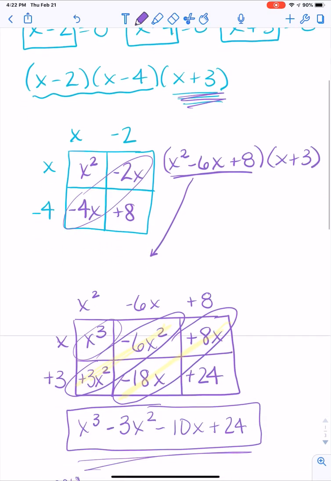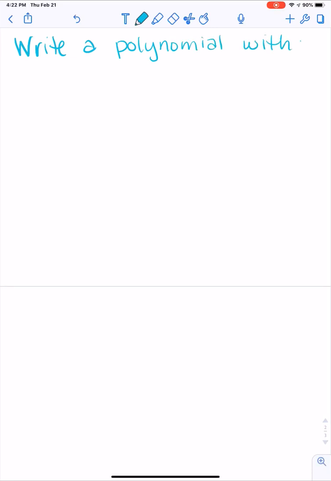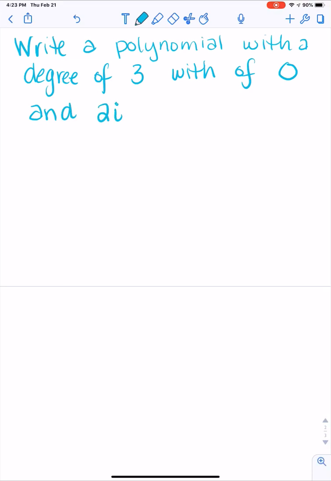Okay, let's try one that's got some imaginary numbers in there, which is a little bit of our work today. So we're going to write a polynomial with a degree of 3. And it can have different degrees. I'm just trying to give you a basic one to look at. And let's say with roots of 0, and 2i.